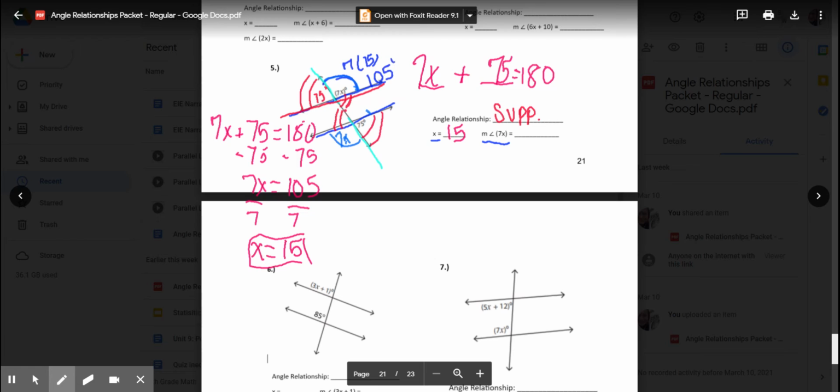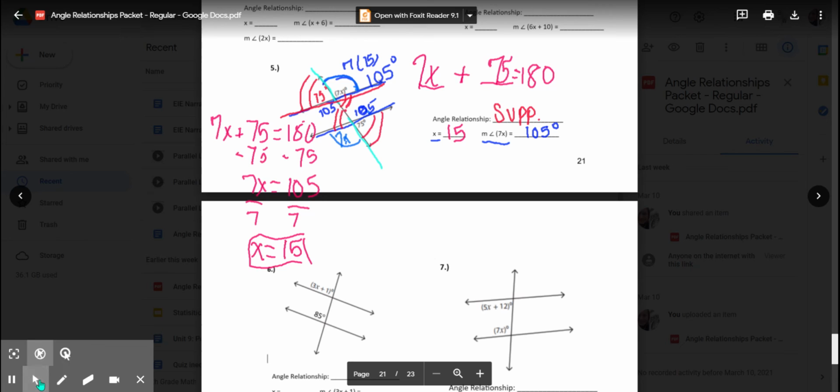Now I have to check this. Does 75 plus 105 equal 180? Yes. So that means all of these obtuse angles are 105. And you can see that makes sense then. That makes the 180 degrees. So there you go. So that is number 5.